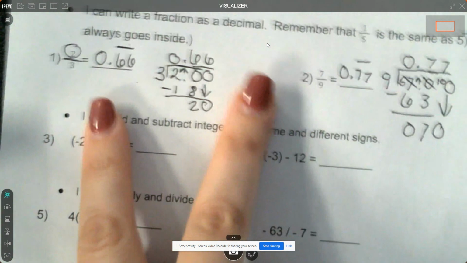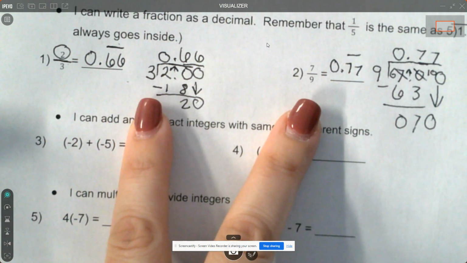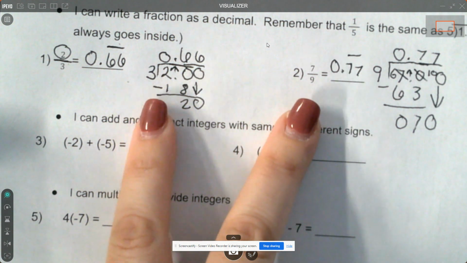So any questions on number 1 or 2? Aiden, you getting this written down? If I'm writing this down, you need to write this down.